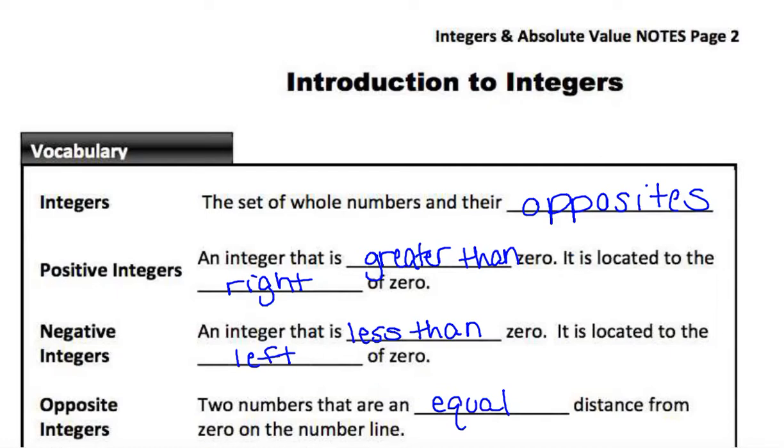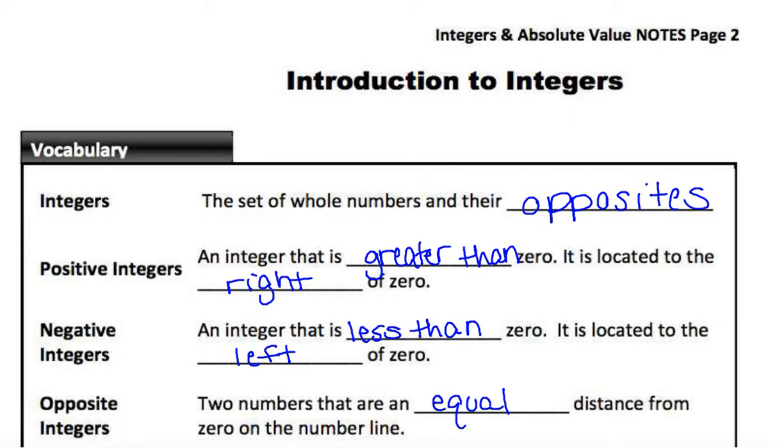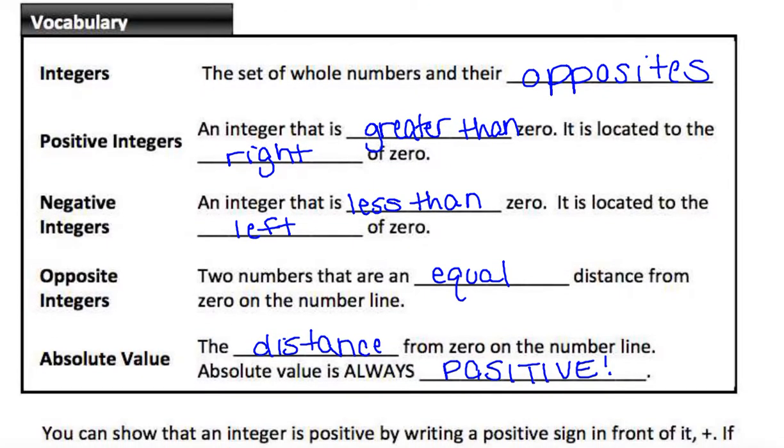In this video, we will be discussing integers and absolute value. And before we get started, let's talk about some definitions. Integers are the set of numbers and their opposites, so that would include the positive numbers and the negative numbers.